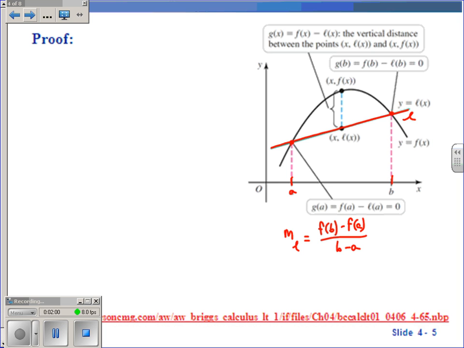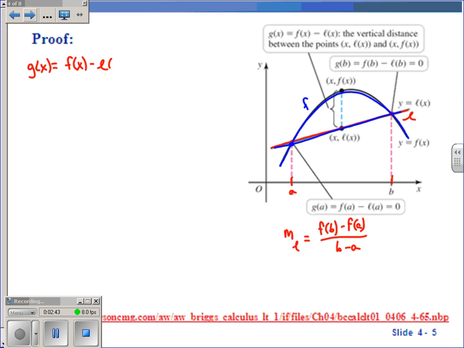Okay, now to prove this, we're going to define a new function. This new function is going to be called g. We're going to have g of x. And this function g is going to be looking at the distance between the original function f here and the line going through the 2 points, A, f of A and B, f of B. That means at the endpoints, the distance between them will be 0. So this function g of x is going to be f of x minus L of x.